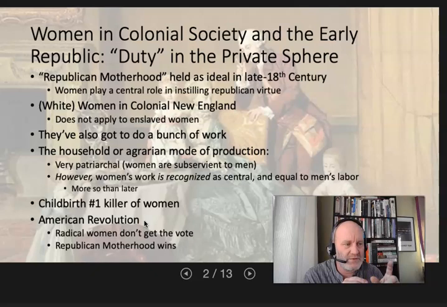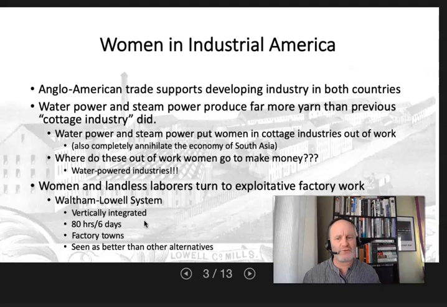Fast forward to the Industrial Revolution. If we're thinking industry and the United States and women, you're going to think of the Waltham-Lowell system, or Lowell system, the Lowell Mills in New England. They are textile mills. They are vertically integrated. More on that when I talk about economy, but effectively, from the cotton harvest to the spinning to the creation of fabric, that's all in one system.